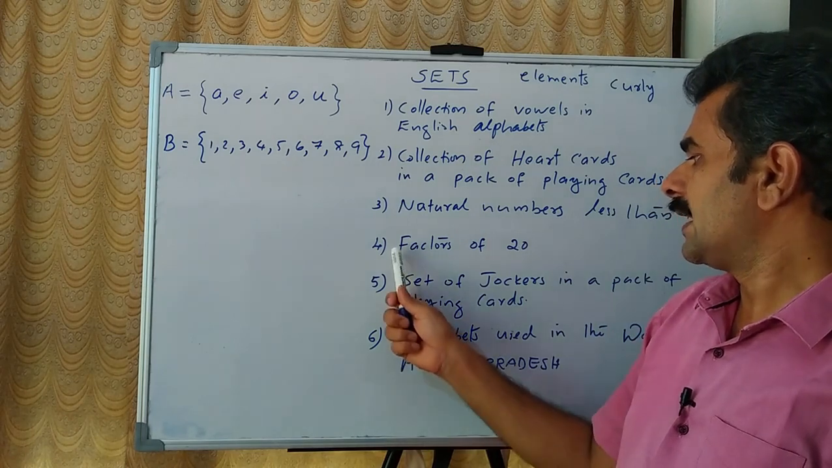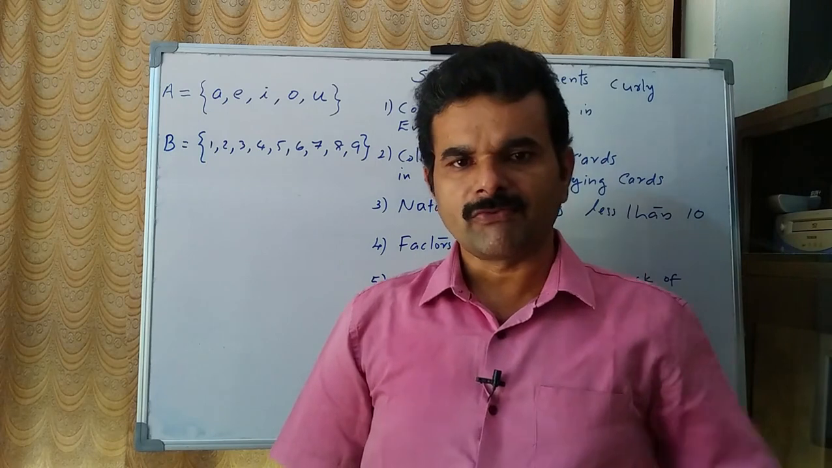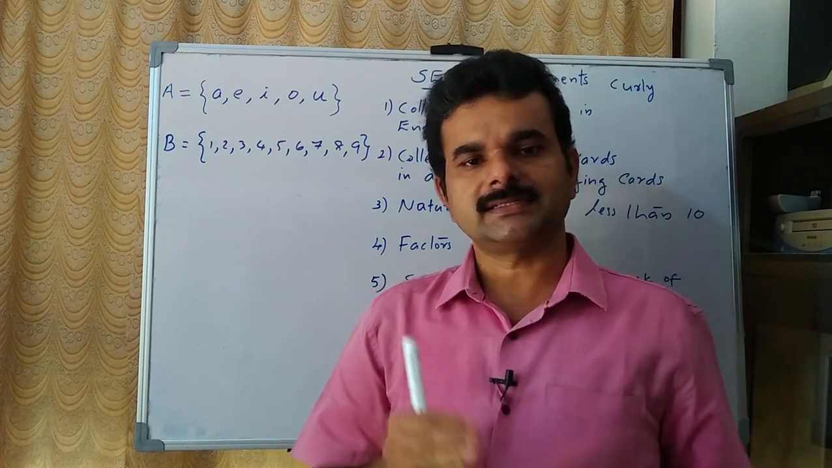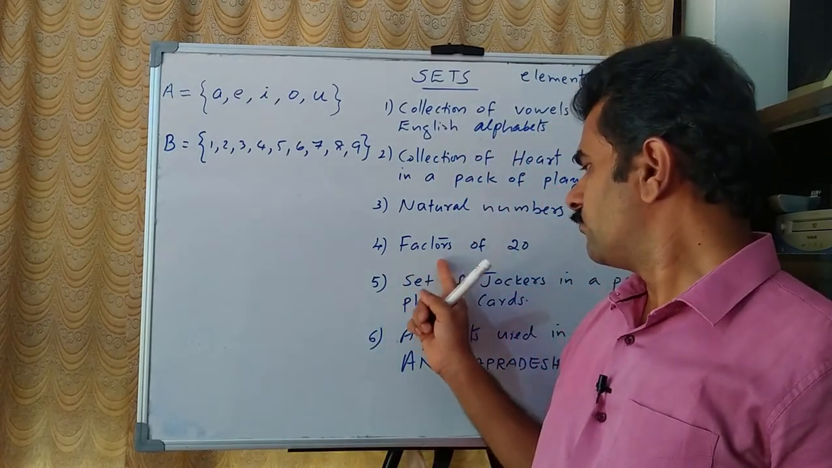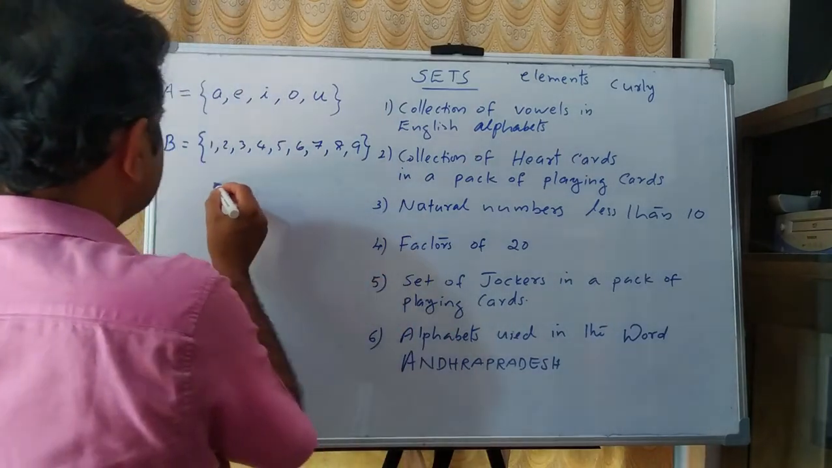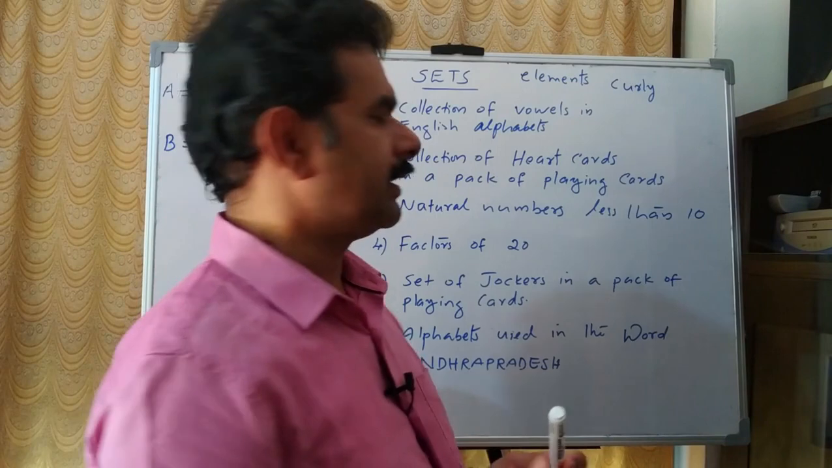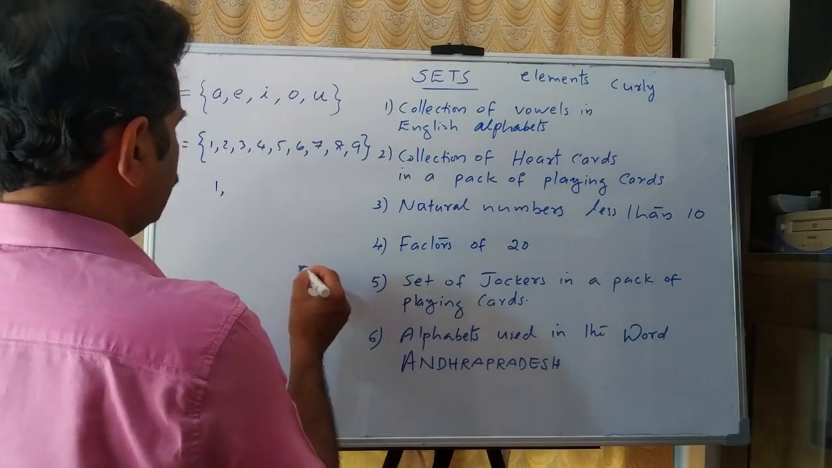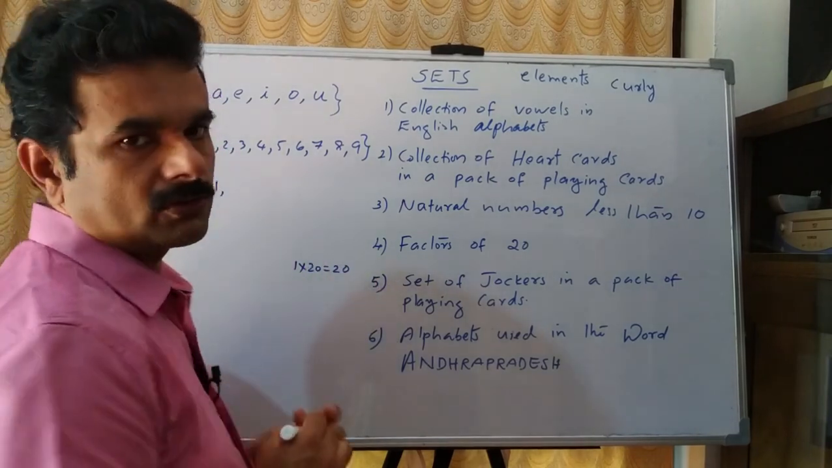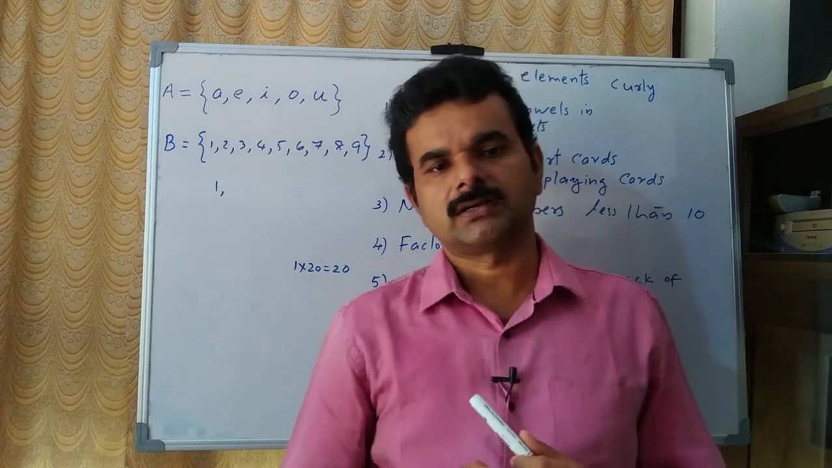Then see another example, factors of 20. What do you mean by factor? A factor must be an integer, isn't it? I am saying 1 is a factor of 20. Why? 1 is a factor of 20 because 1 into 20 is equal to 20, or 20 can be divided by the number 1.